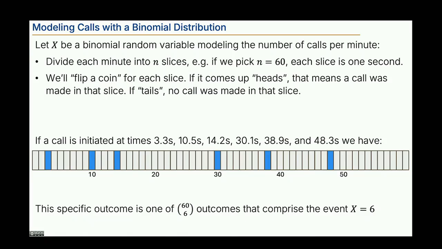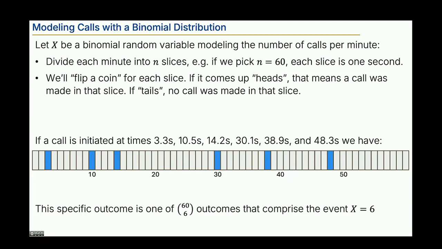Okay. So let's suppose I pick 60 as my number of slices. So my minute gets divided into these 60 seconds. If a call gets initiated at, say, 3.3 seconds, 10.5 seconds, 14.2, 30.1, 38.9, and 48.3, then I have these 6 heads. So I got a heads here, I got a heads here, and so forth. This specific outcome that I show here is one of 60 choose 6 that comprise the event X equals 6. So any combination of 6 blue bars will count. I don't really care about exactly how many of them right now, but that's the idea. It's a crude model of how you might simulate human phone calls.